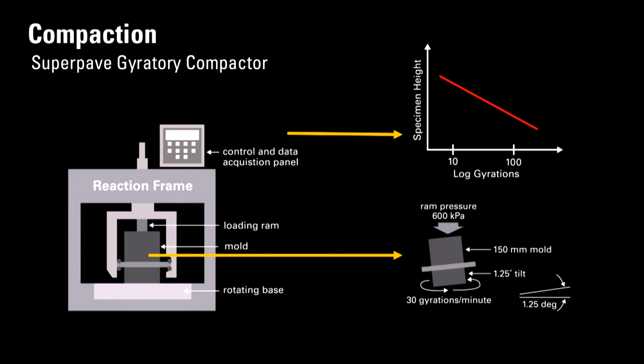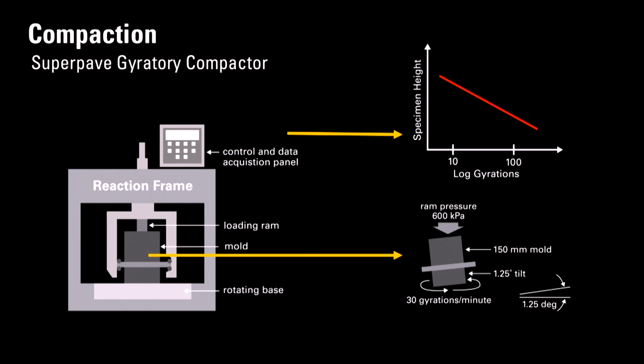We compact our asphalt mixtures using the SuperPave gyratory compactor. A schematic of the SuperPave gyratory compactor is shown on this slide. It contains a reaction frame and a loading ram, which apply pressure to the loose asphalt mixture, which we place in a mold. The mold rotates on a base where it tilts back and forth at an angle of 1.25 degrees to simulate both the pressure and shearing action that we get from tires.